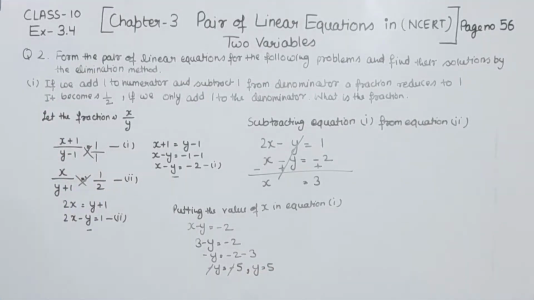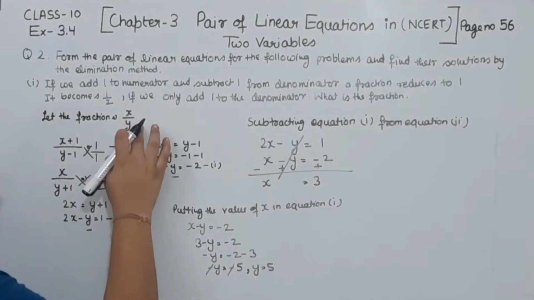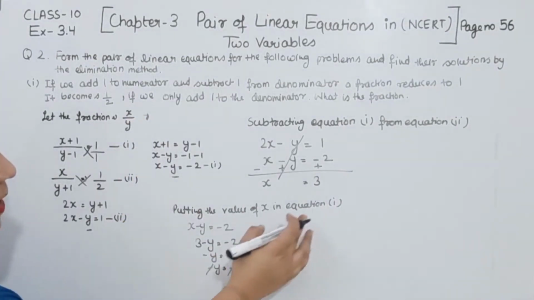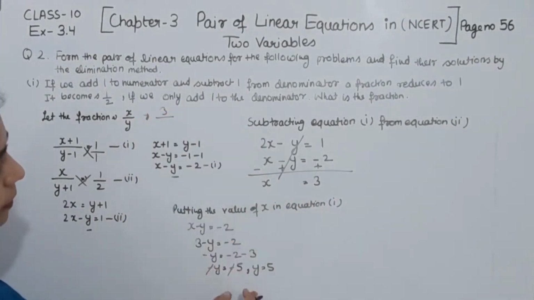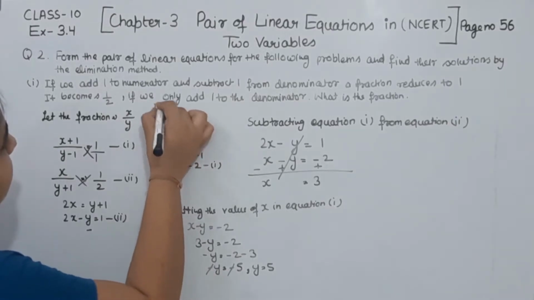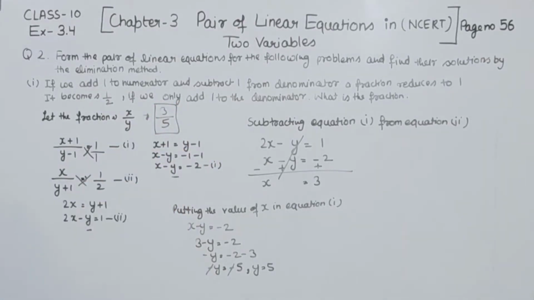So the value of y is 5, and the value of x is equal to 3. Now we have to find the fraction. The fraction is x by y, and the value of x is 3, and y is 5. So the fraction is 3 by 5. This is part 1.